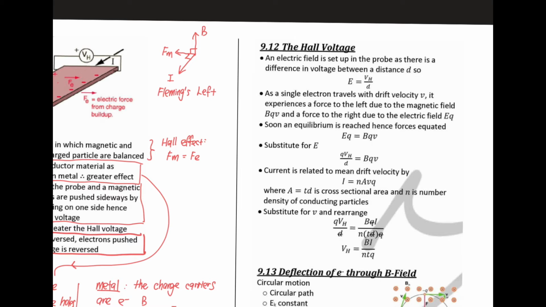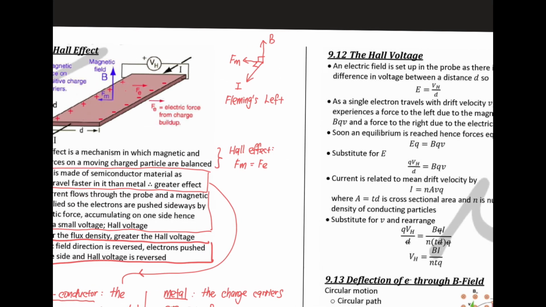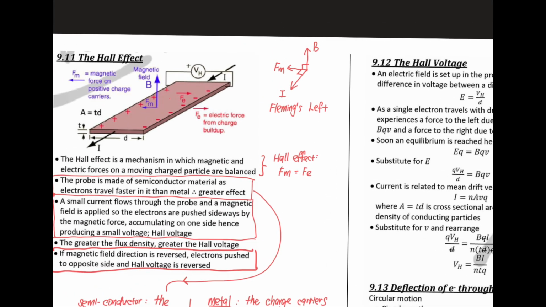An electric field is set up in the probe as there is a difference in voltage between a distance d. So E equal to VH over D. Okay, so we look at the picture again. Electric field is set up. Because this side is positively charged, the other side is negatively charged. So electric field is positive to negative.